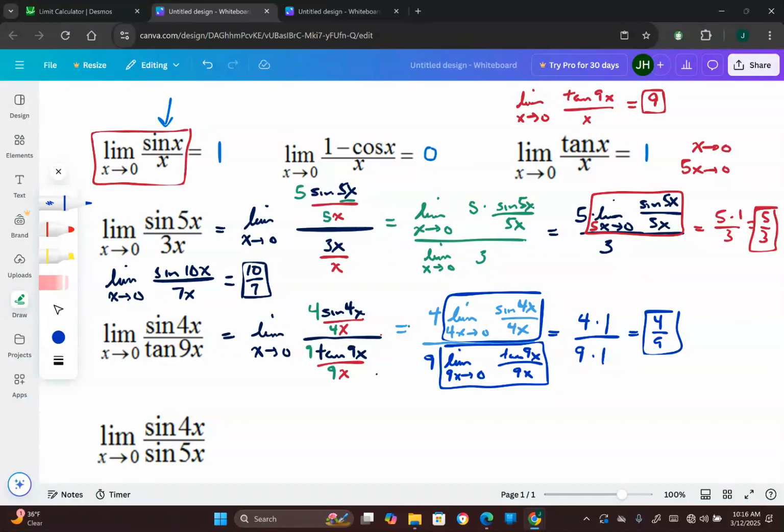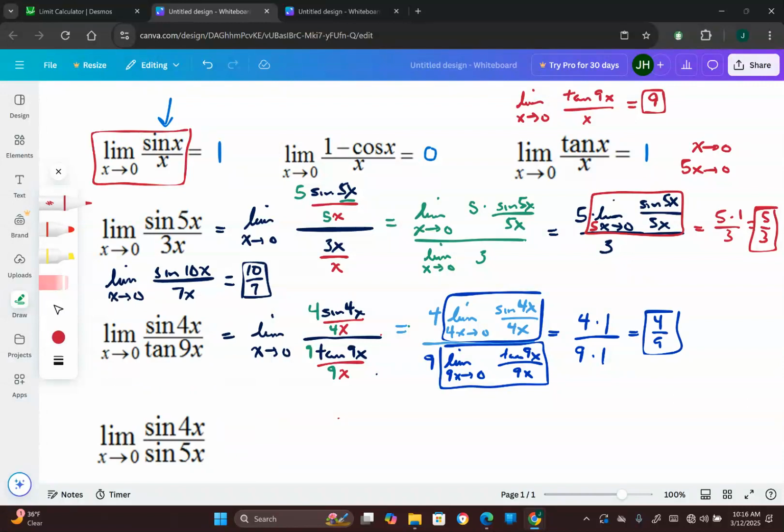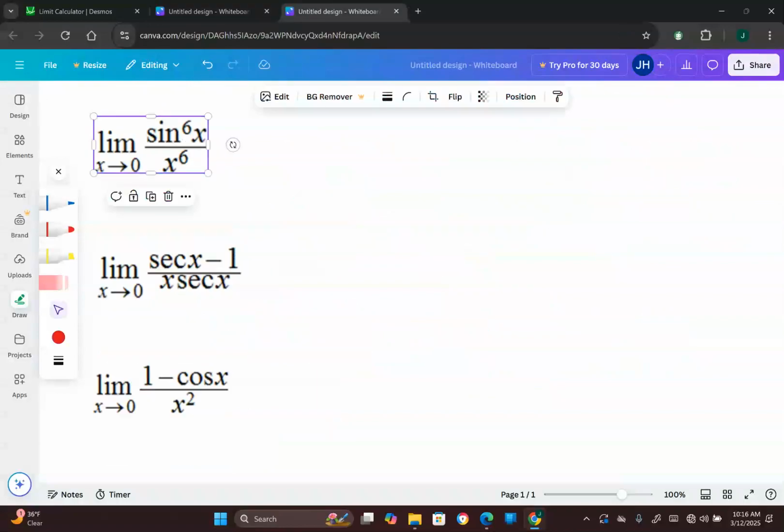So that last problem on the page, what is the limit of sine of 4x over 5x? Take a wild guess. I'll bet you got it right. It's 4/5. So hopefully you can see the shortcut on a problem like that. Let's take a look at a few more.